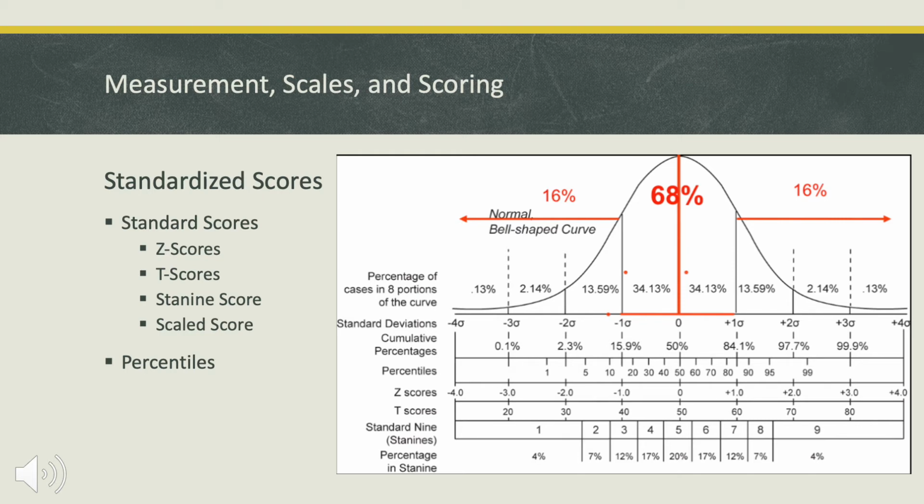Then you have scaled scores, and these involve presenting different scores on a number of subtests, and they could represent a specific skill or area. So that is our discussion on the different types of standardized scores. And again, the Z, T, stanine, and scaled scores fall under standard scores, and then percentiles are separate.